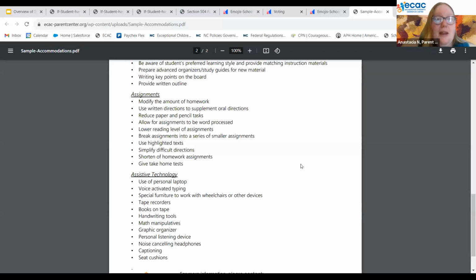Sometimes we see pretty standard accommodations across the board. So really take the time to think about what your kiddo needs, and we will be sending out these lists for you to look at after this. But you can always call us and we can give more specific advice about what we might think from what you say, as well as show you what other people use.